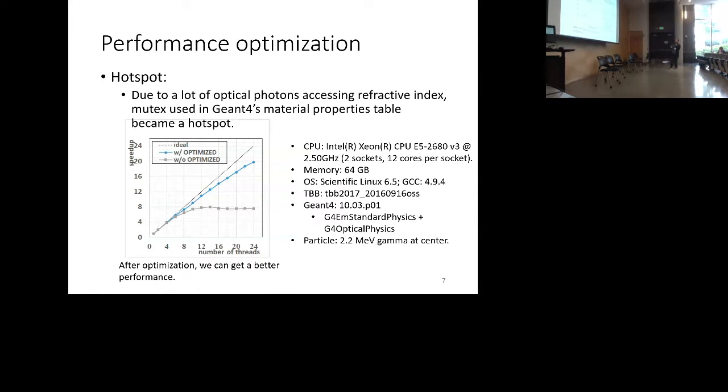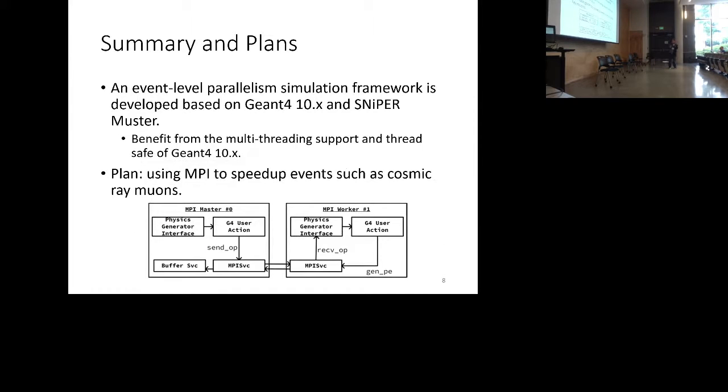This is the test blade server and our software. And then is the summary. We developed a framework based on Geant4.10 and the SNiPER master, and benefit from the multi-threading support and the thread safety of Geant4.10. Our future plan is to use MPI to speed up events such as cosmic ray muons. And this is a prototype. We have an MPI service to distribute the photons to different workers, and then do the simulation. So thank you.